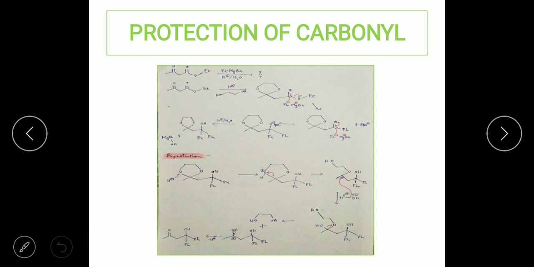Now this is how, even though there's a presence of a carbonyl group, we can protect the carbonyl group and make only the ester react with the Grignard reagent. So this is how the product is going to be formed. Now the last step would be deprotection.